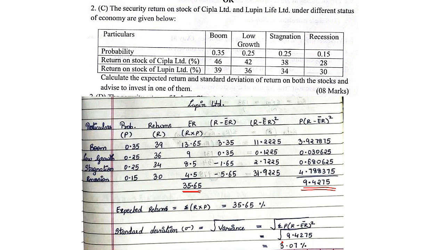So based on expected return, Cipla is better because it gives you a higher return, but as per the risk, that is standard deviation, the risk is less here. There it was 6.009, here it is 3.07.